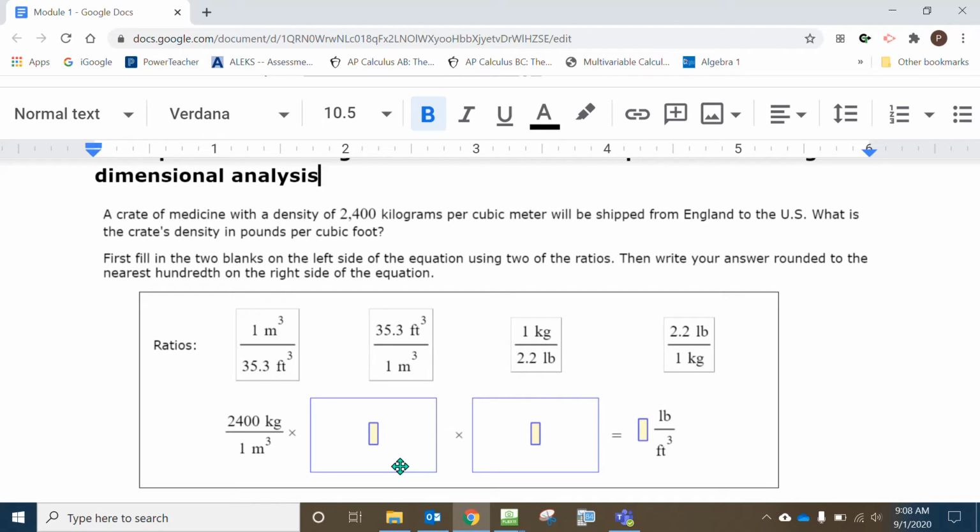And I'll show you my paper in a minute. Okay, and now since I converted the top, now I have to convert the bottom from meters cubed to feet cubed. So if meters cubed is on the bottom in this fraction, where do we want meters cubed? And hopefully you answered the top. So we're looking at this ratio right here being in this section. So it's 1 meters cubed over 35.3 feet cubed.